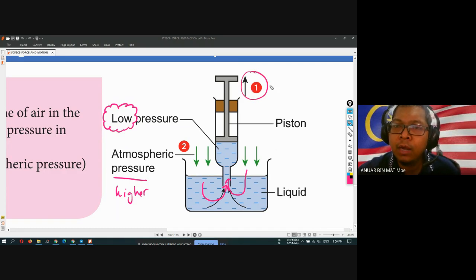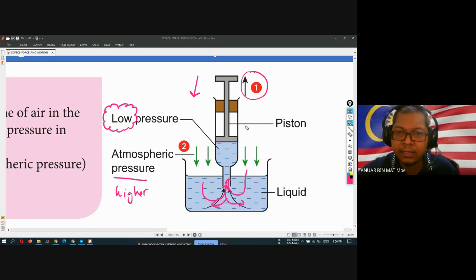What happens if you push the syringe downward? It is the opposite. If you push the piston of the syringe downward, the inside of the syringe will become higher pressure, and the outside becomes lower pressure. So what happened to the liquid inside the syringe? The liquid will exit or get out from the syringe.